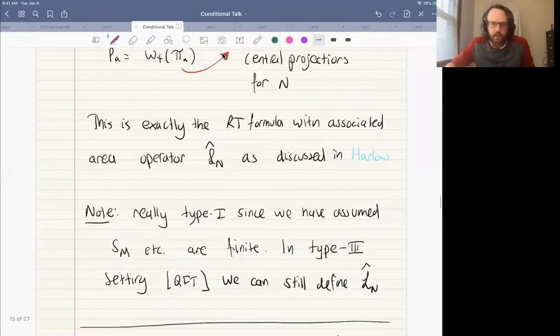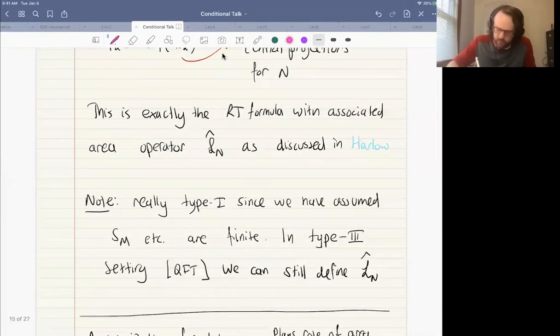Okay, so this was extensively discussed by Harlow. One thing I should say is that because these entropies that I'm talking about are all finite, I'm really talking in this so-called type 1 setting where you have finite entropies. But really for quantum field theory, we have type 3, which means our entropies are infinite. That means that this discussion doesn't really hold, but there's still a version of this discussion where you don't talk about entropies, but you can still define this area operator. So I think that's interesting. I don't know exactly what to make of that, but at least there's something you can define.